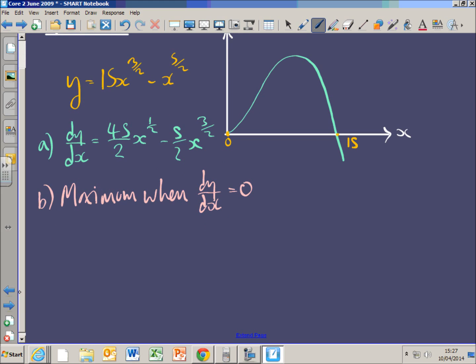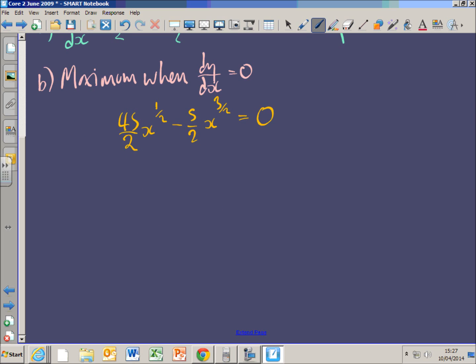So what I'm going to do is put the thing that you just found out to be dy dx equal to 0. Okay, so I've got 45 over 2 x to the half minus 5 over 2 x to the 3 over 2 is equal to 0. Right, who can help me out with this? What do I do first? Times by 2. Yeah, okay, I can do that. I'll times by 2. 45x to the half minus 5x to the 3 over 2 is equal to 0.